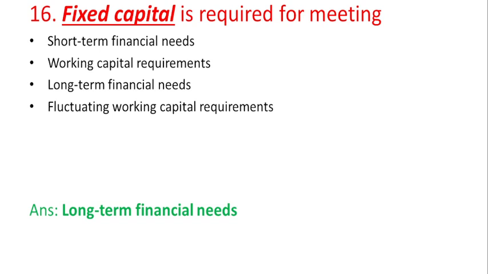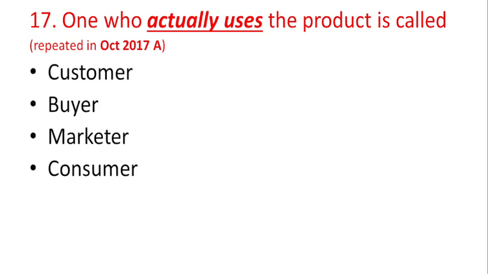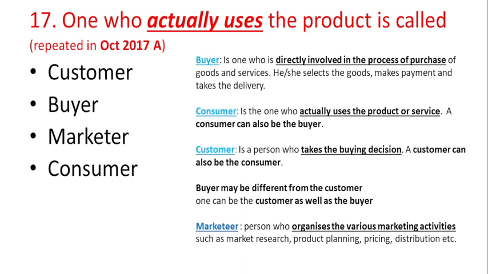So number 17, one who actually uses the product is called. This question is repeated in the October 2017 A paper as well. So remember, the options are customer, buyer, marketer and consumer. So the one who actually uses the product, who is he?